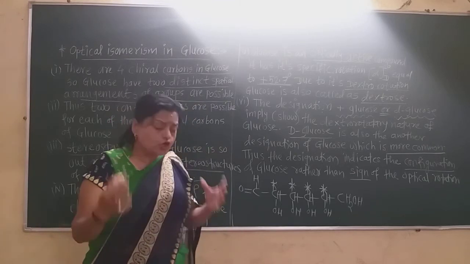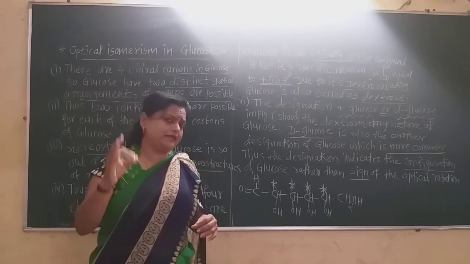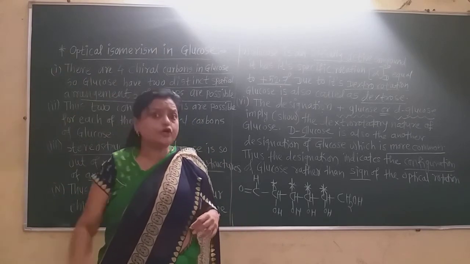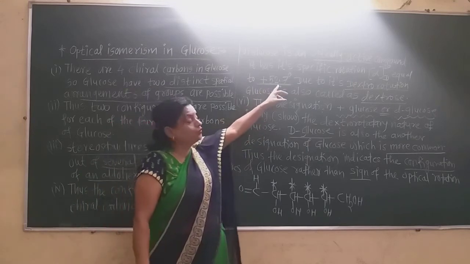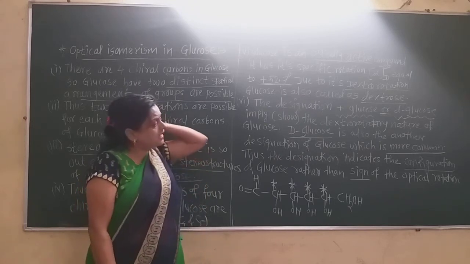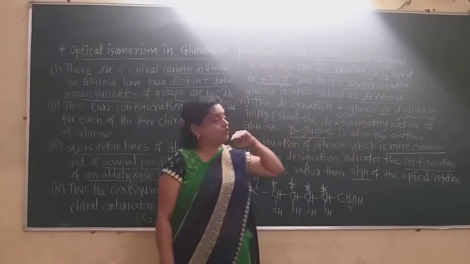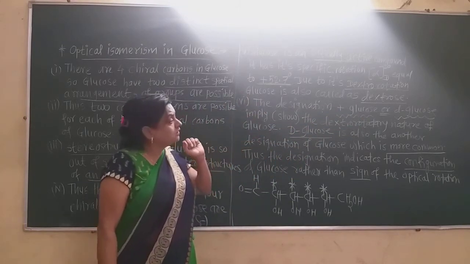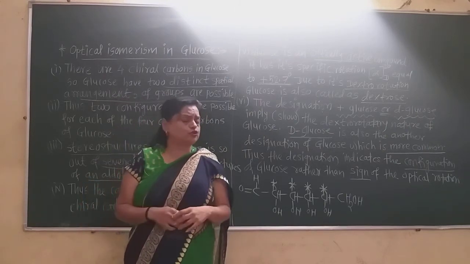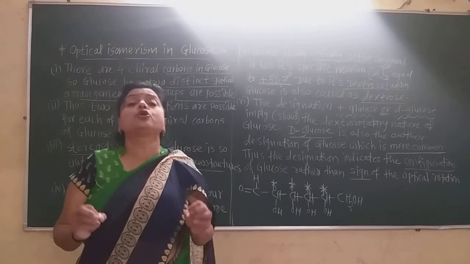Due to its dextro rotation, glucose is also called dextrose. Remember that, because it rotates the plane polarized light to the right hand side, in a clockwise manner. So, due to the dextro rotation of glucose of about plus 52.7 degrees, glucose is also called dextrose sugar or dextrose. The designation plus glucose or D-glucose shows the dextrorotatory nature of glucose. What does this designation plus glucose or D-glucose show us? That shows that glucose has the dextrorotatory nature.